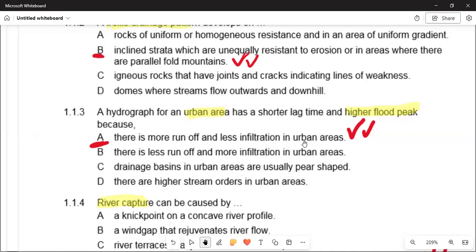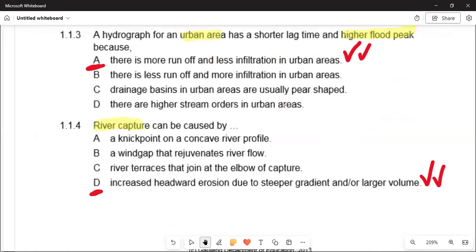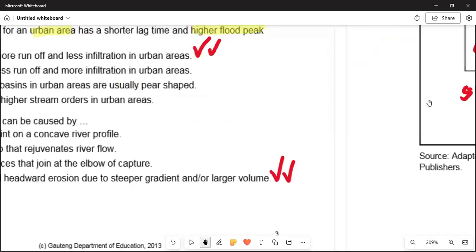Moving on to 1.1.4, we are asked what a river capture can be caused by. River capture is how a river acquires water from another river's tributaries into its main channel. This is caused by number D, increased headward erosion due to a steeper gradient or a large volume of water. Where there is inward erosion due to a steeper gradient, there will be river capture, so river capture will be promoted there.